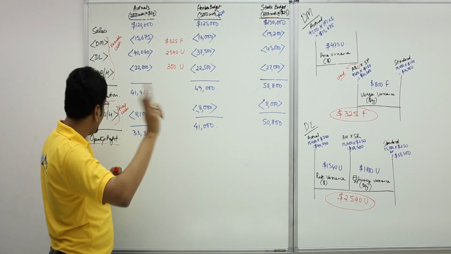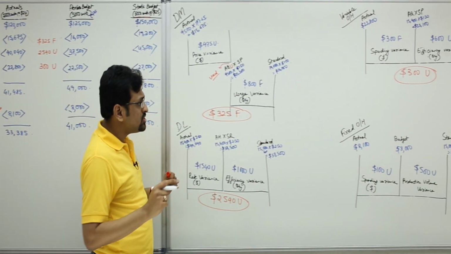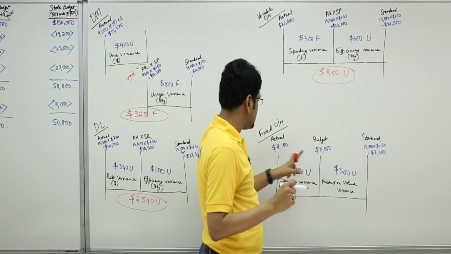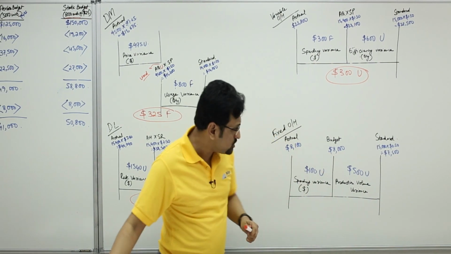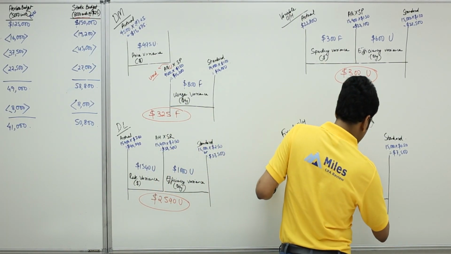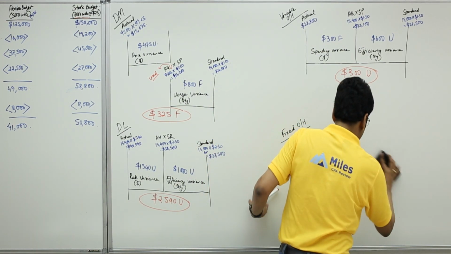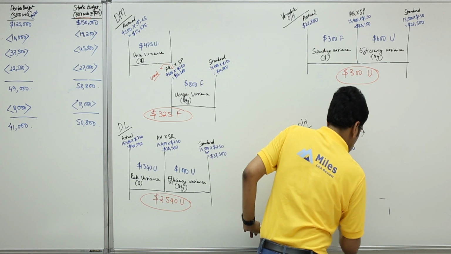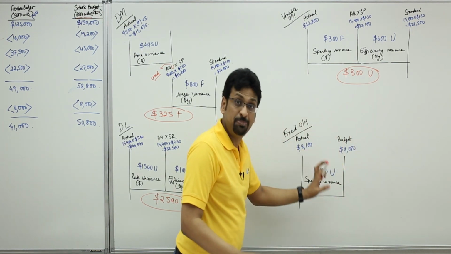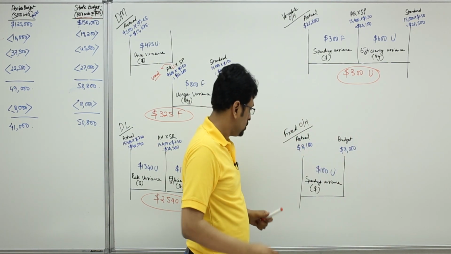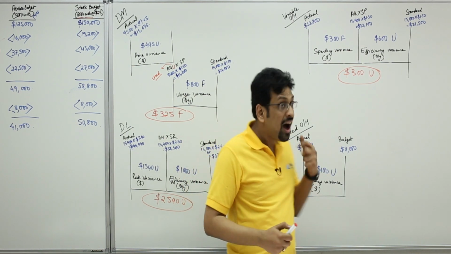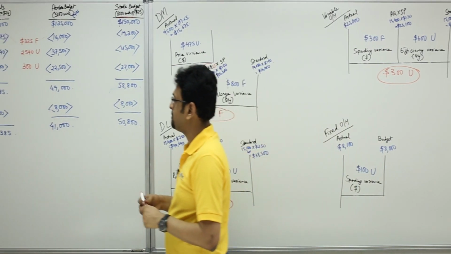Talking about fixed overheads. So fixed overheads, the budget was 8,000, they spent 8,100. Let's not look at this production volume variance for now, let's avoid it because we're going to look at sales volume variance. So let me just rub this part off for now. Let's just look at the spending part for fixed overheads. So this is $100 unfavorable. So let me put that there.